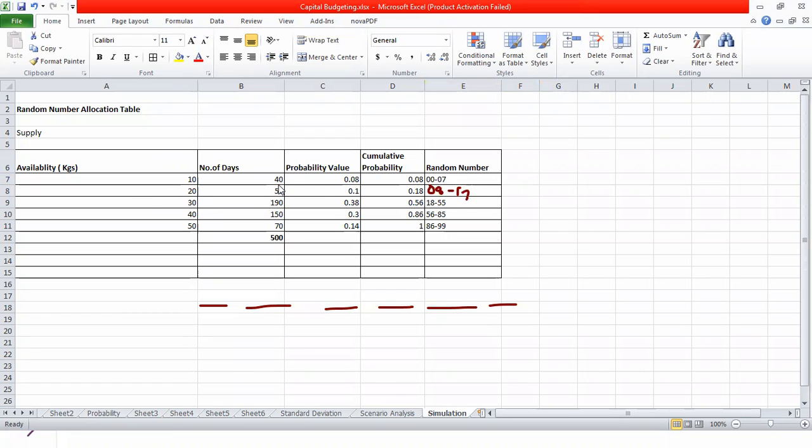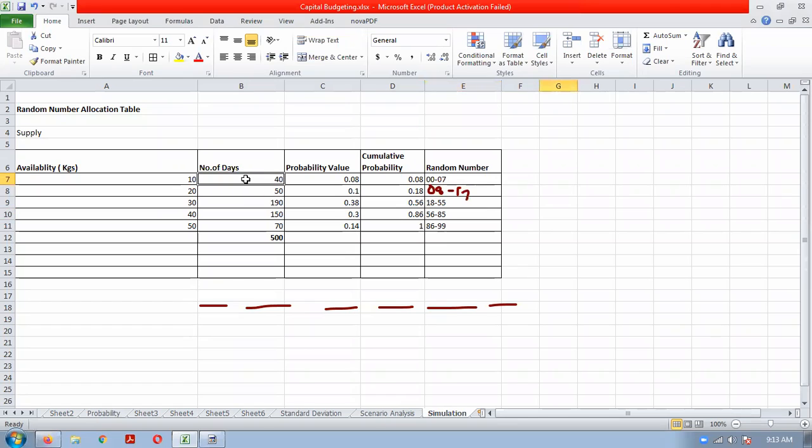Okay, listen once again. How have we calculated the probability value? 40 divided by 500. Each day's value you take and divide by the total: 40 divided by 500, 50 divided by 500, 190 divided by 500, 150 divided by 500, 70 divided by 500. Understood? Each day's particular value divided by the total, so you will get the probability values. Clear?